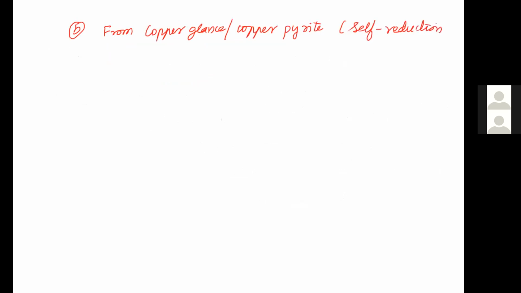So I'm clearing it. Let's look at from copper glance or copper pyrite by self reduction. So what happens? First, ore is heated in reverberatory furnace after mixing it with silica.